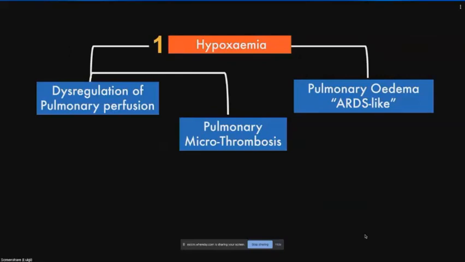So the hypoxemia in these patients is mainly threefold. It's due to a dysregulation of pulmonary perfusion, which is very important. And I think the role of pulmonary microthrombosis is becoming more and more relevant, and perhaps we'll learn more in the future about the pathological and also therapeutic importance of the microthrombosis. And finally, on the other side of the spectrum, there is the frank pulmonary edema, which here I define as ARDS-like, and hopefully it will make sense in a second why I'm saying ARDS-like.